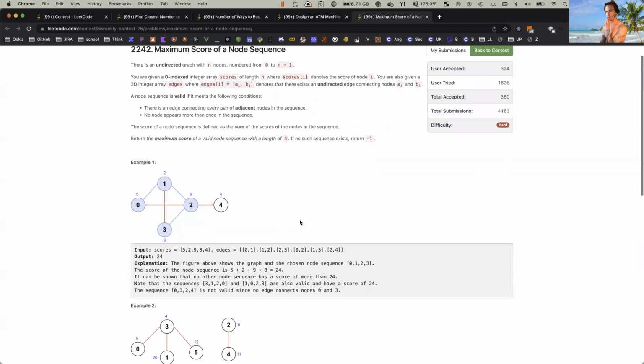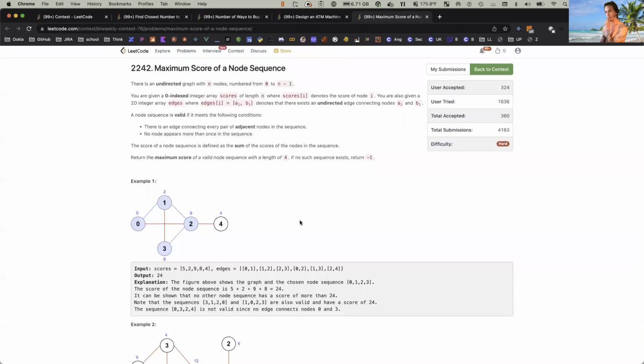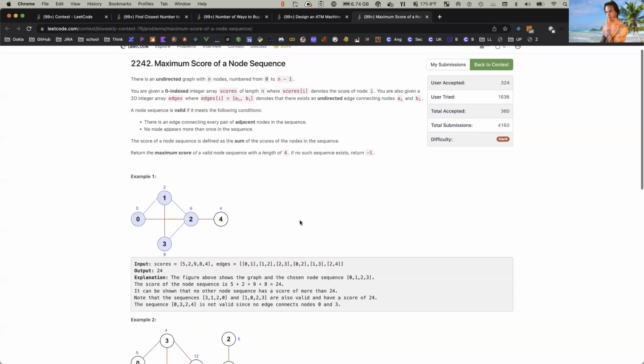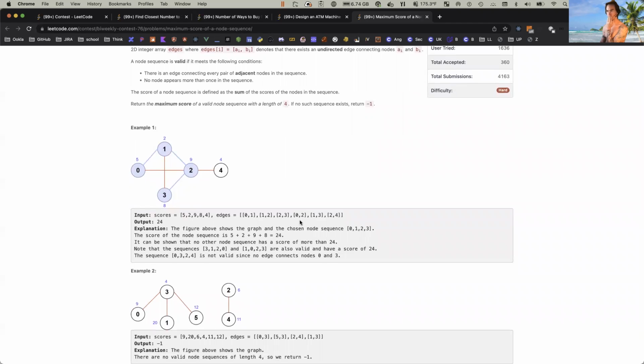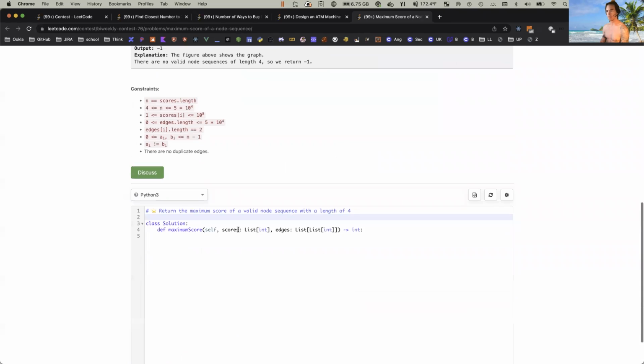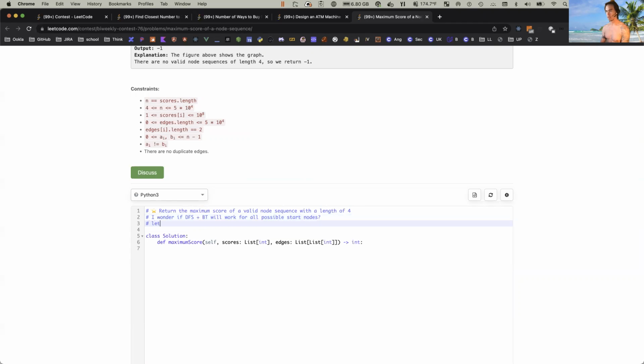A path of length 4. Do DFS with backtracking for each start and end? I wonder if DFS with backtracking will work. All possible start nodes. Let's try it. Let's implement it and see what happens.